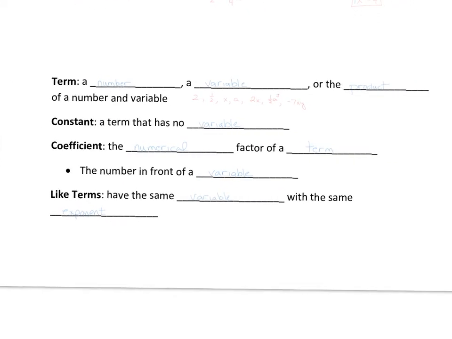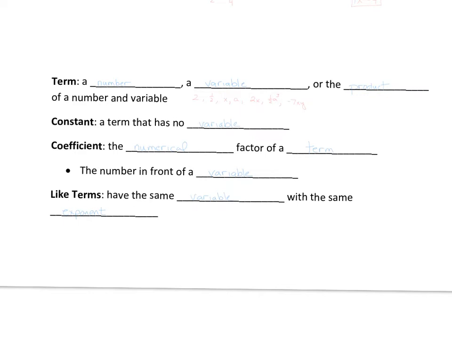A constant is a term that has no variable. So an example, 2 or 1/2. Those are examples of constants. There's no variable involved.